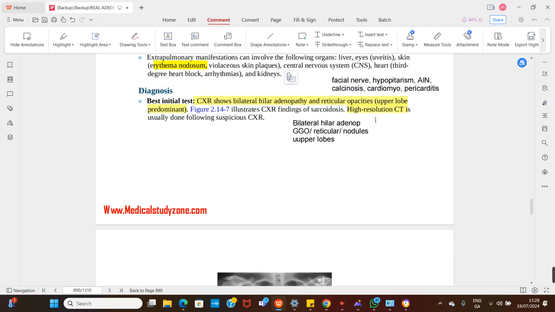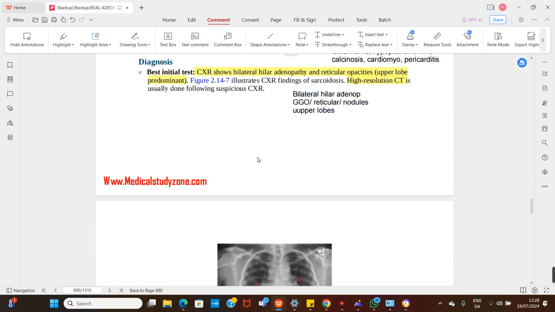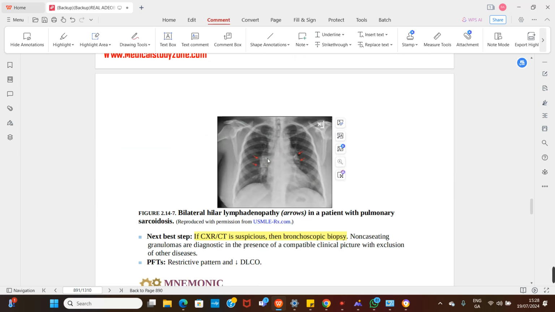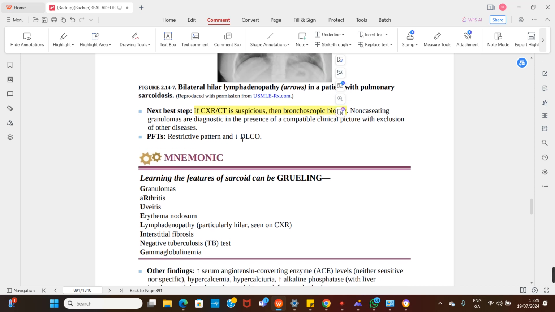You must do your high resolution CT once you suspect any changes on your X-ray, and you are going to see similar findings. So we can see the bilateral hilar opacities here, although we cannot see the reticular opacities. It's not there. This is only showing the bilateral hilar opacity. Once you do your CT and are suspicious, you can do your bronchoscopic biopsy, and you are going to see non-caseating granuloma. If you do your pulmonary function test, it's going to show a restrictive pattern, and you can see that the DLCO is always dropping.